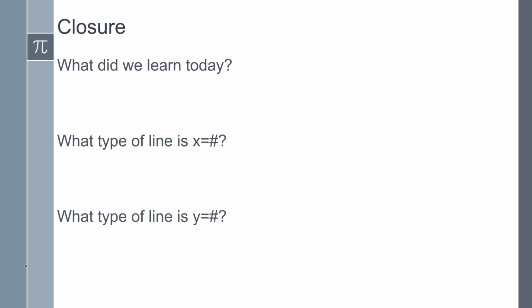So closing today's lesson, what did we learn today? We learned about a relation and how a relation can be expressed in a roster method and the set builder method. So what type of line is x equals a number? That's going to be a vertical line. And then what type of line is y equals a number? That's going to be a horizontal line.